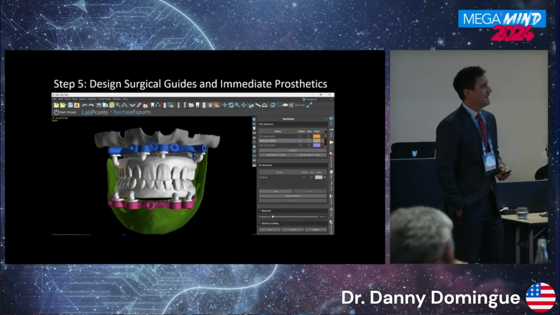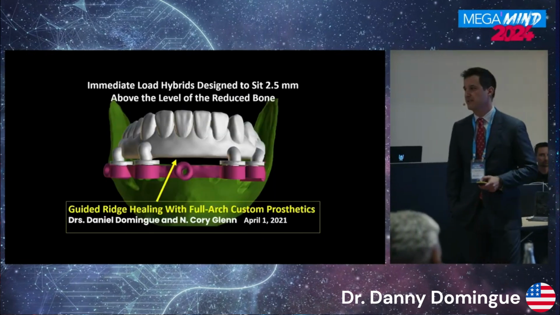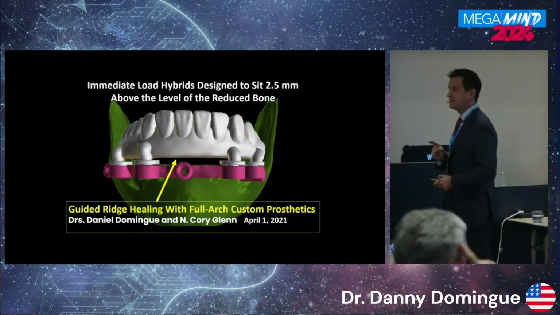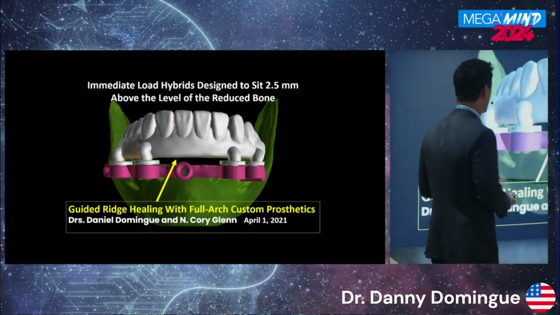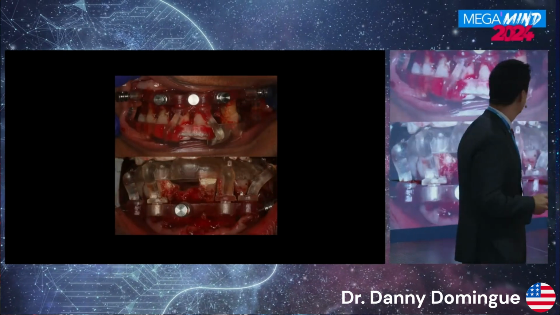Step 5. After designing surgical guides, we're going to design our immediate 3D printed prosthetics. They're going to be chairside delivered. Keep in mind, when you design the provisionals for this case, you need to make sure that you're off the bone by 2.5 millimeters to allow for soft tissue keratinized gingiva involvement.